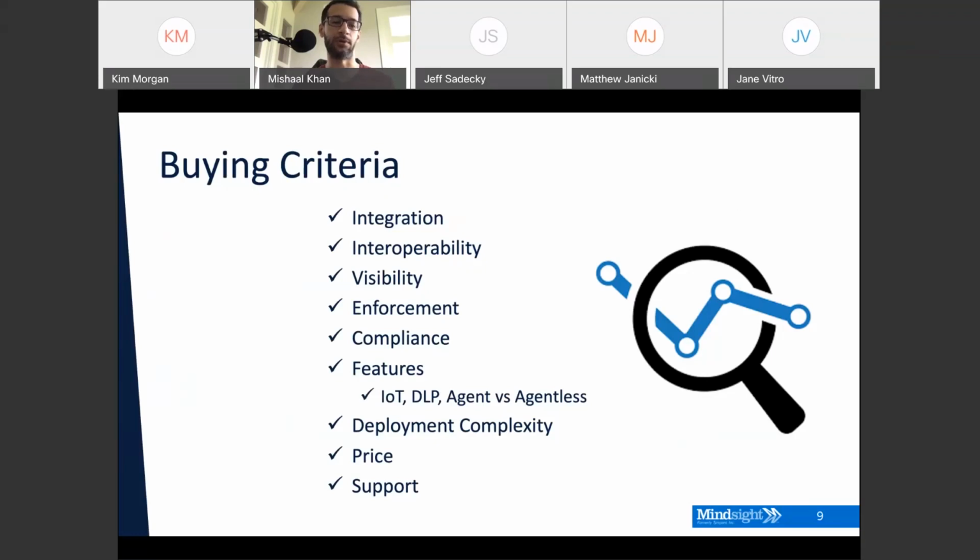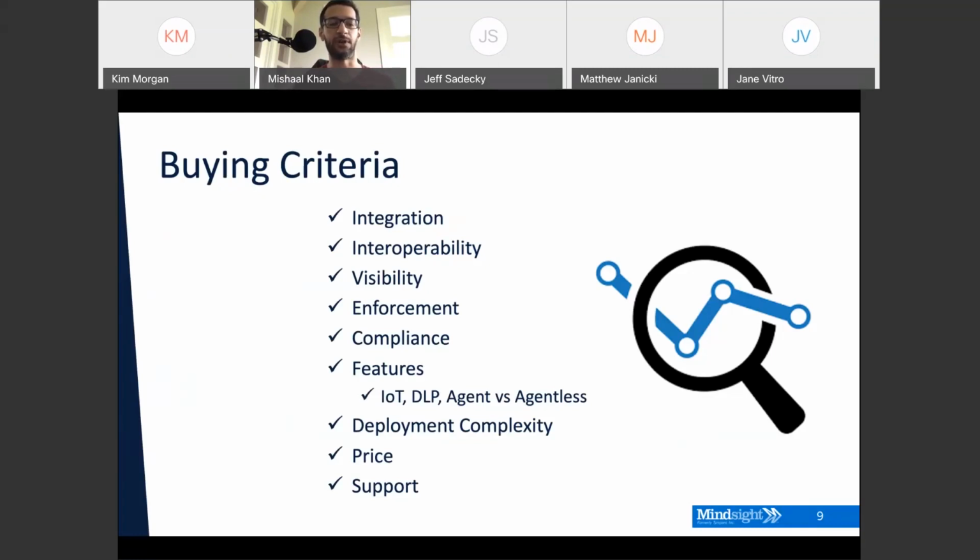Does it work with your solution? Interoperability, same thing. Visibility, how much visibility do I get? Every solution focuses on something different. Some that are network-based solutions may focus only on the network side of the visibility, but may not focus on the VM world, and so many other use case scenarios. Enforcement, how much does it enforce? Compliance, does it fulfill some of my compliance requirements?